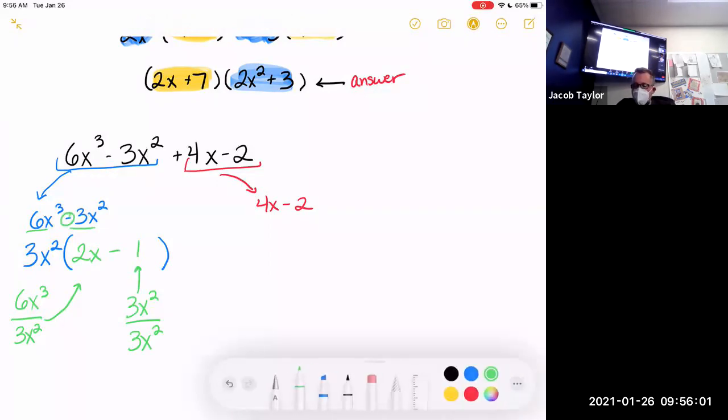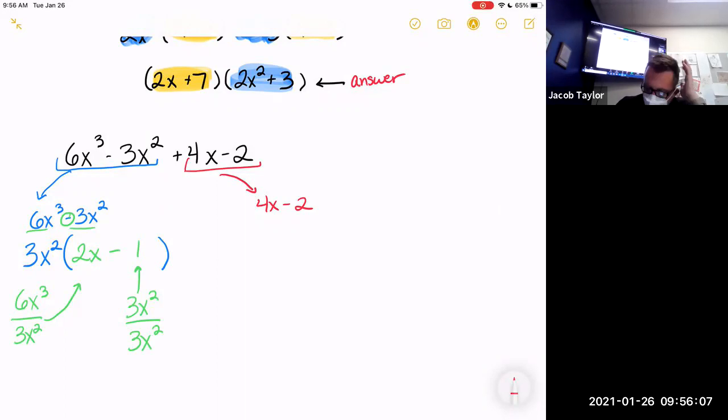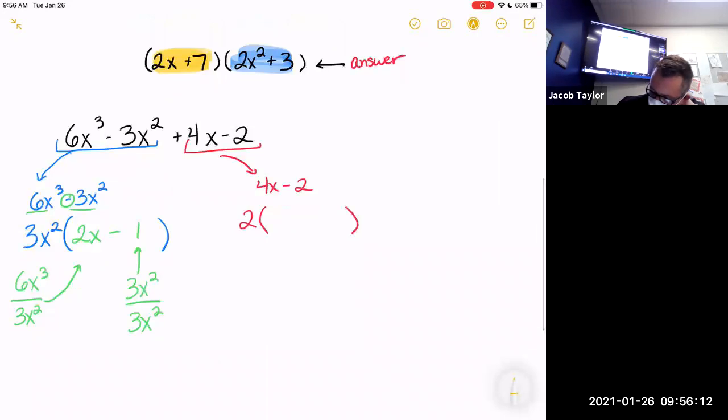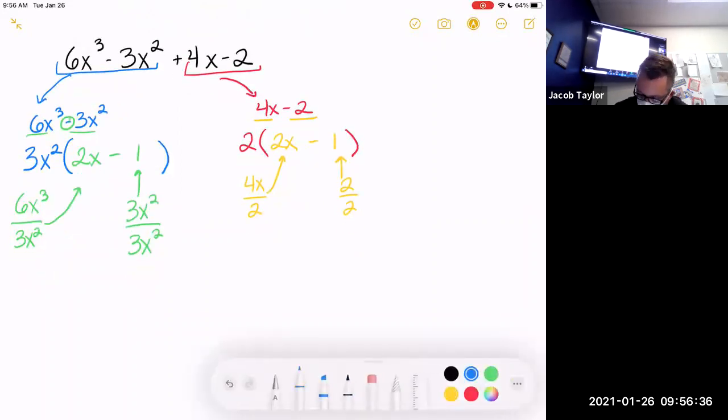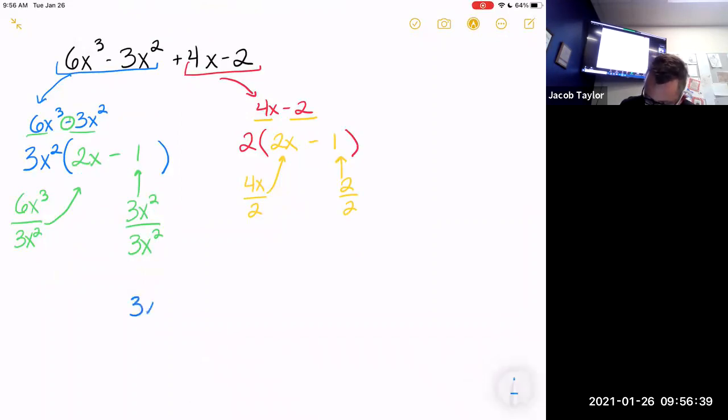Now we'll look at our second group, 4x minus 2. The greatest common factor of 4x minus 2 is 2. To figure out what's left in the parentheses, we take each of the original terms and divide by the greatest common factor. 4x divided by 2 is 2x. And 2 divided by 2 is 1, with a minus sign in between. It is at this point that we could look and see, have we done it correctly so far? I think we have. Why do I think we've done it correctly so far? Because the parentheses are exactly the same.